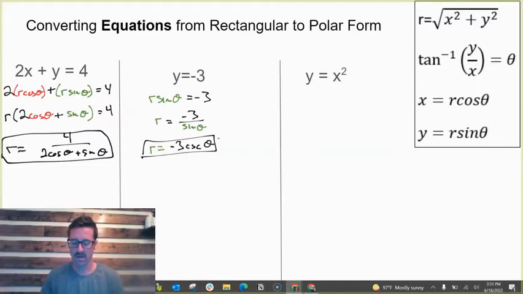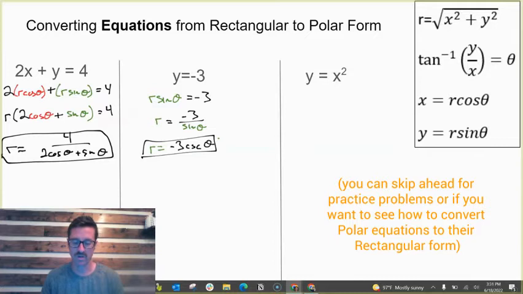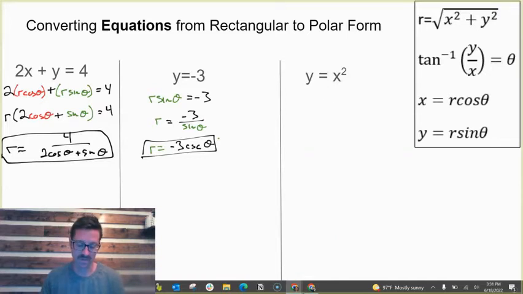Now let's look at this quadratic. We've got a parabola, looks like our quadratic parent function. And I'm going to start it the same way. I'm going to make my substitutions. I'm going to substitute in r sine theta for y and r cosine theta for x. Now that I'm here, if I'm squaring this entire term, I've got to square both the r and the cosine theta. So let me just go ahead and do that.